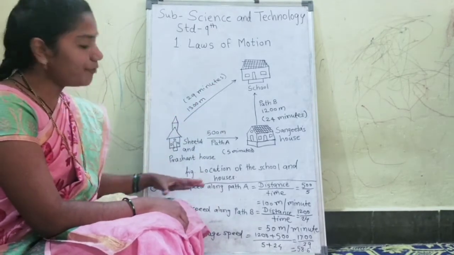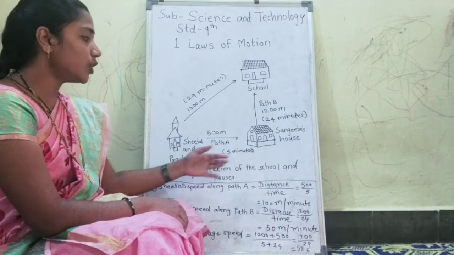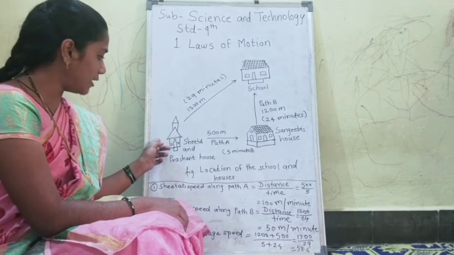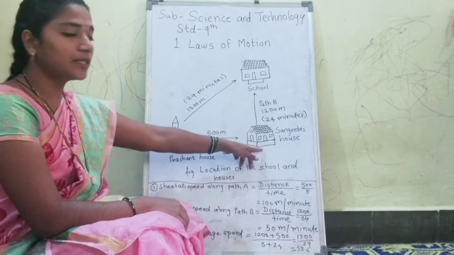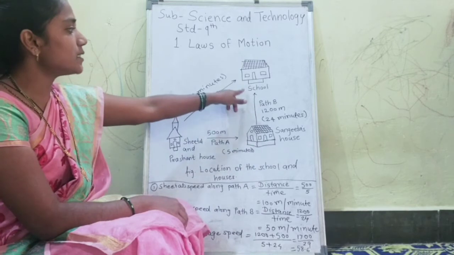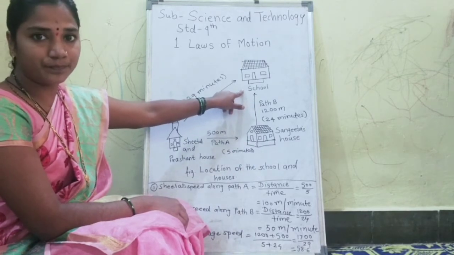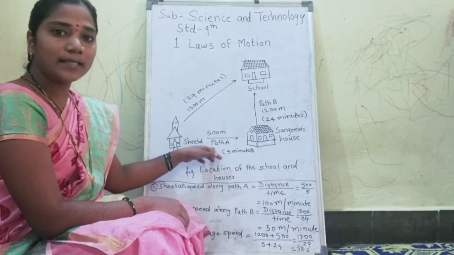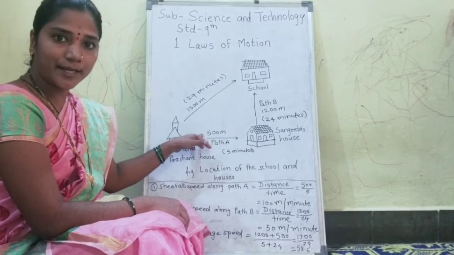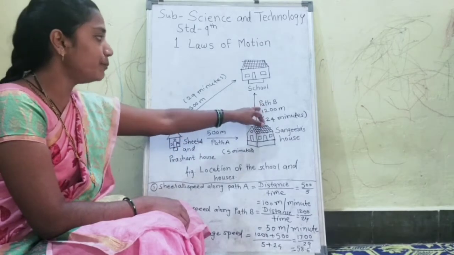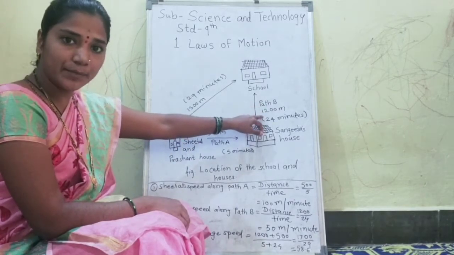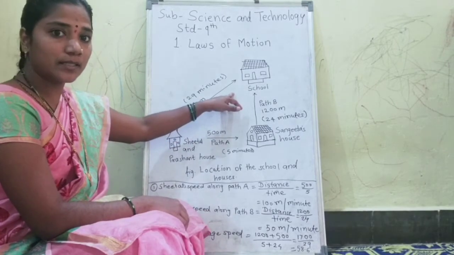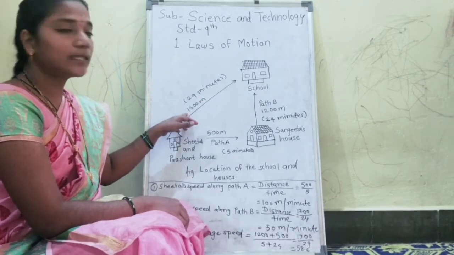Here I draw a figure, that is the location of the school and houses. Here is the house of Sheetal and Prashant. Here is Sangeeta's house, and this is the school. Along path A the distance is 500 meter. Along path B the distance is 1200 meter, and along this, the minimum distance is 1300 meter.